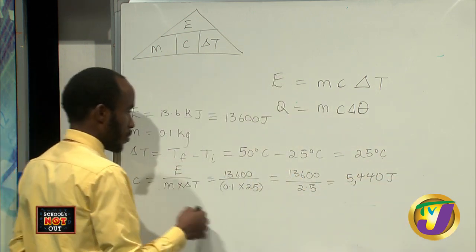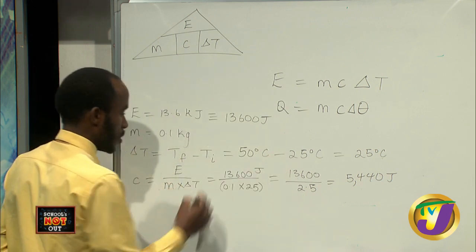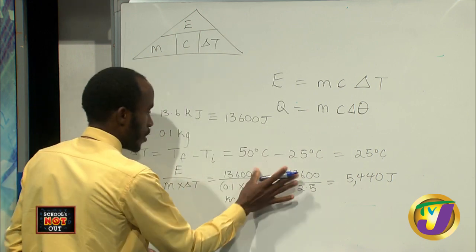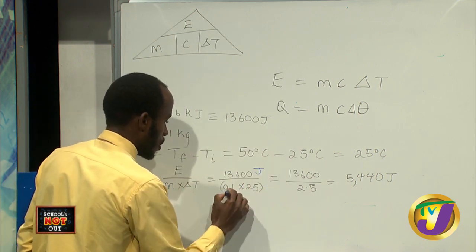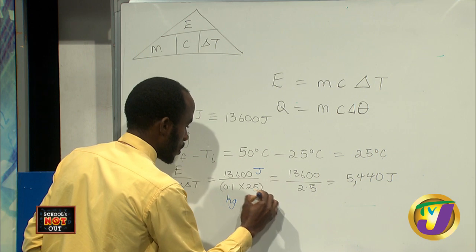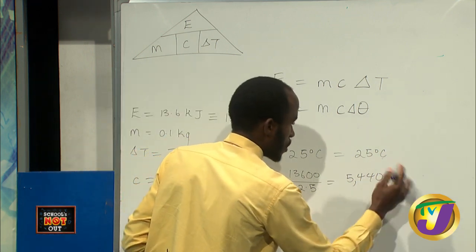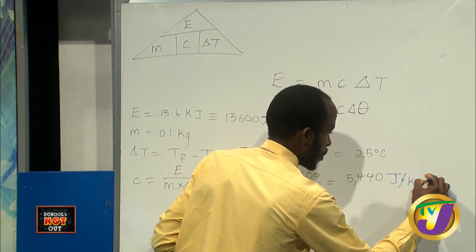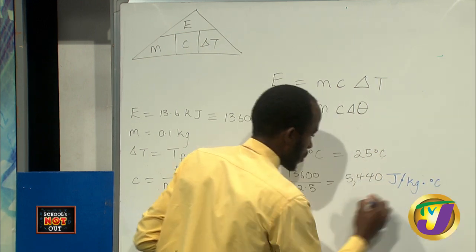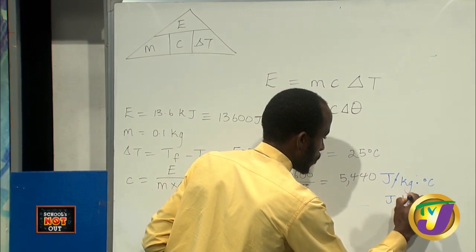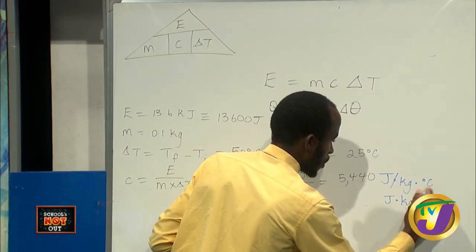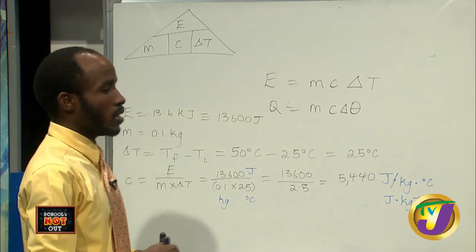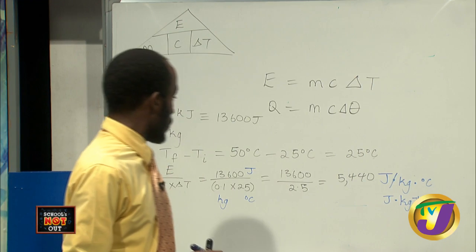And the units now. This is joules, that's kilogram. Let me write it in a different color marker. That's joules, that's kilogram, that's degrees Celsius. So the units here are joules over kilogram, and you can say degrees Celsius. Or the other way to write it is joule per kilogram per degrees Celsius. Alright, so that is your value for your specific heat capacity.